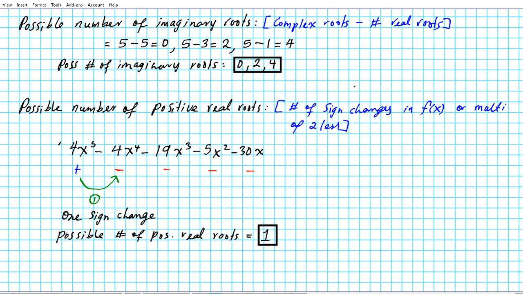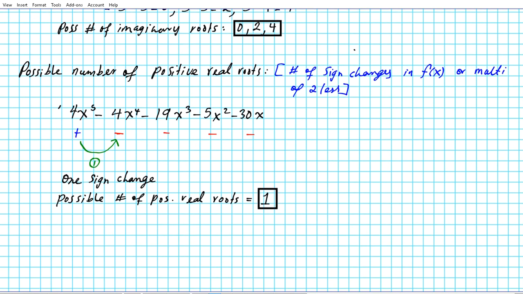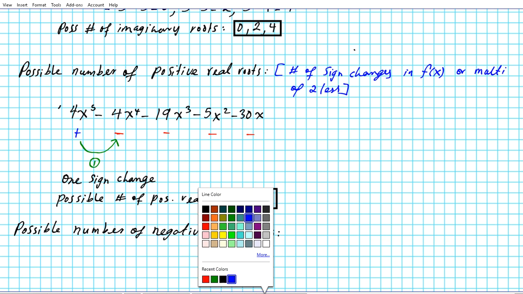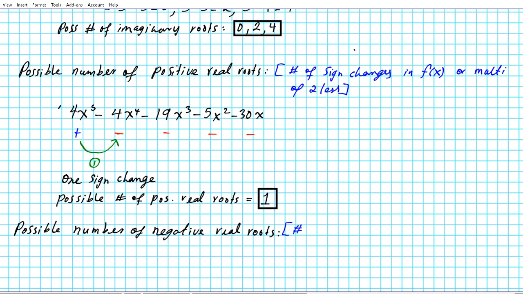Okay? And then also using Descartes' rule of signs, we can predict the possible number of negative real roots. Now, how do we figure out the possible number of negative real roots? To do this, we are going to look at the number of sign changes in f of negative x, or multiples of 2 less. Okay, multiples of 2 less. That's what we're going to do.